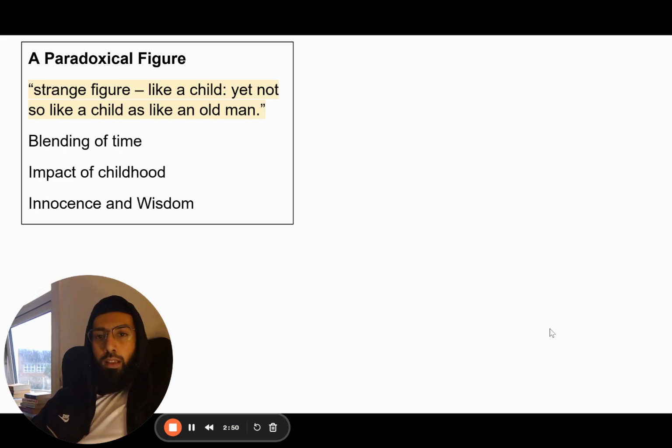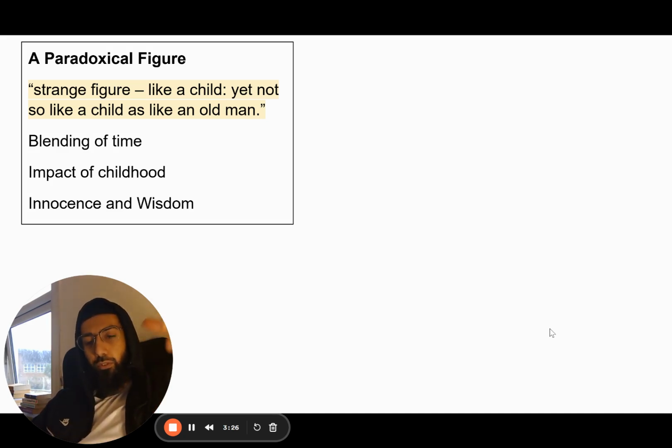So the first thing that I find really significant, and this is a quote that I would have in your memory ready to go, just because you can do such a high level analysis of it, is it's a strange figure, like a child, yet not so like a child as like an old man. And the first thing that I would say about this quote is that it depicts the Ghost of Christmas Past as a paradoxical figure. And by that phrase paradoxical, I mean two opposing ideas presented in one, which actually doesn't make sense, because how can you look like a child and like an old man? So we need to think about the symbolism of this.